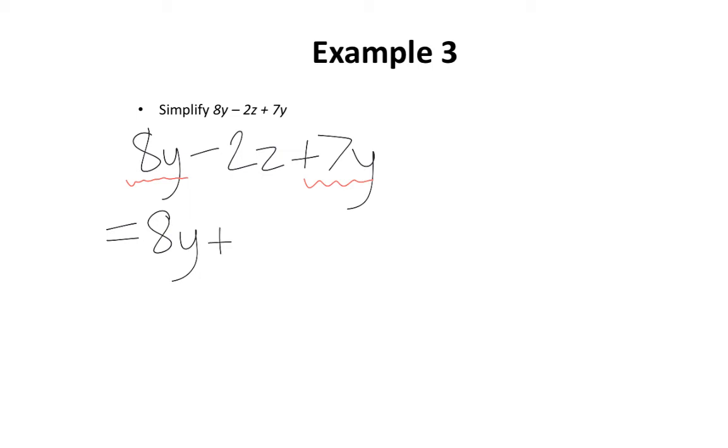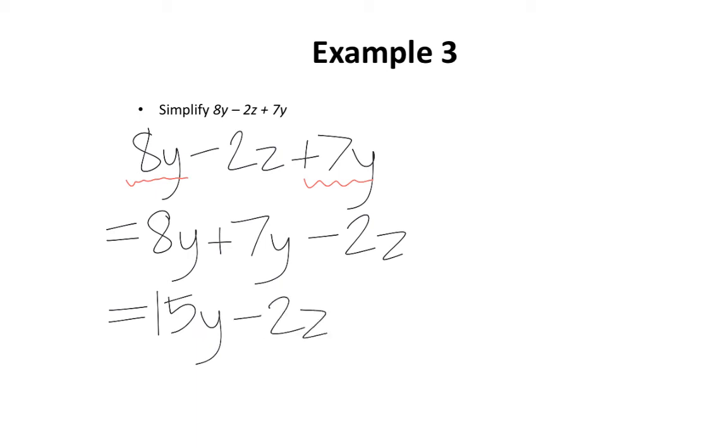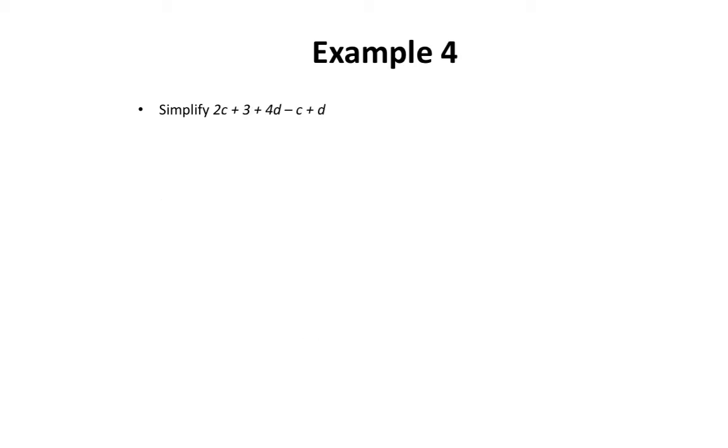So 8y plus 7y, and the subtract 2z stays exactly the same. So I'm going to take 8y plus 7y, which gives me 15y, and the negative 2z stays the same. As you can see, we cannot simplify this any further because 15y and negative 2z are unlike terms since they have different variables. In our last example, we want to simplify 2c plus 3 plus 4d minus c plus d.